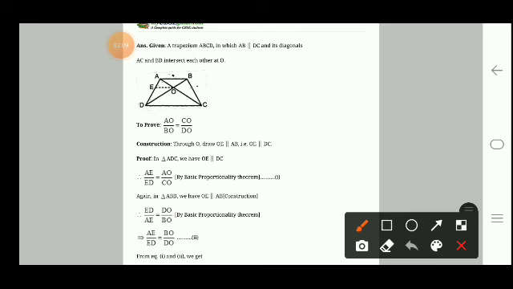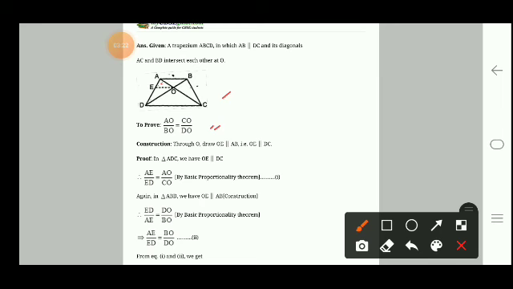So given in the question is ABCD is a trapezium in which AB is parallel to DC and the diagonals AC and BD intersect at point O. So this is clear. Now we have to prove that AO over BO is equal to CO over OD.